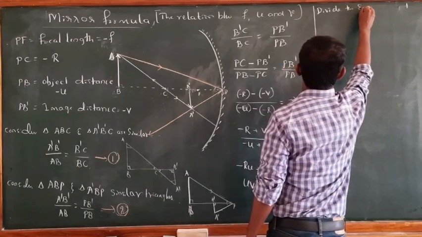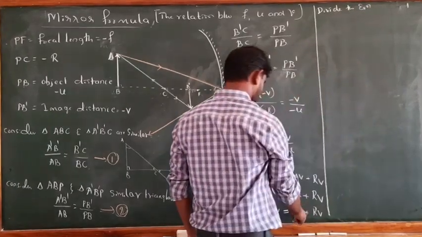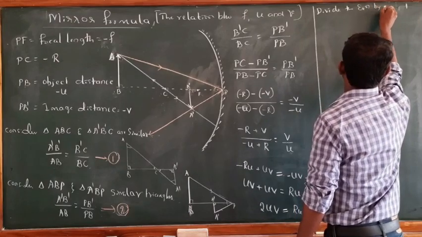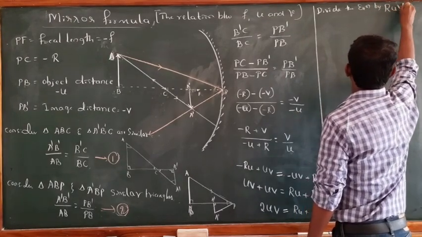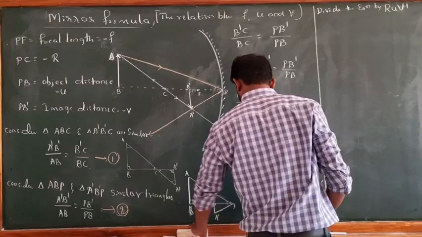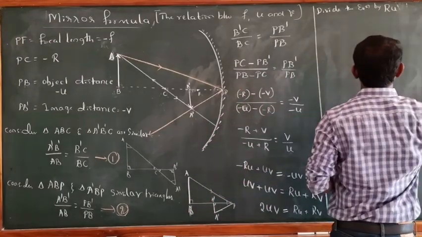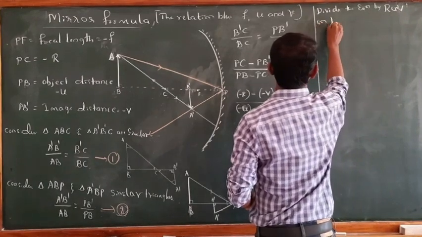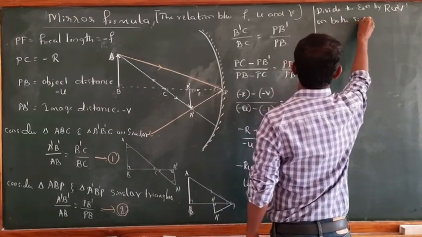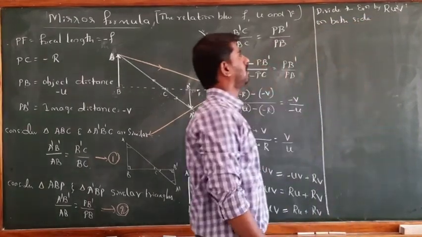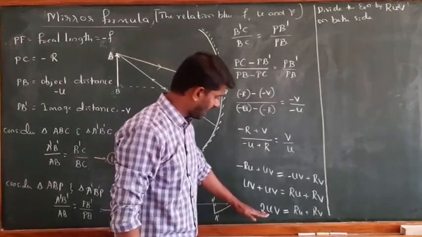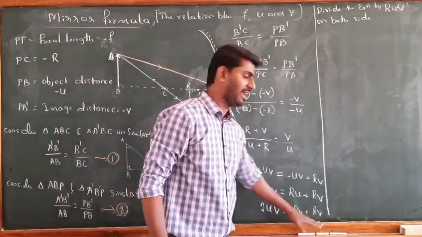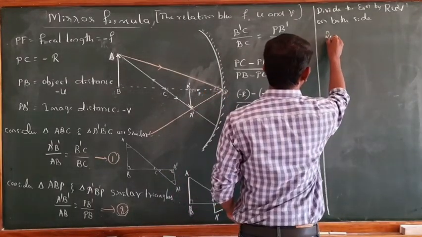Next, divide the equation, it means this equation, by RUV. Divide the equation by RUV on both sides. Divide the equation by RUV on both sides.